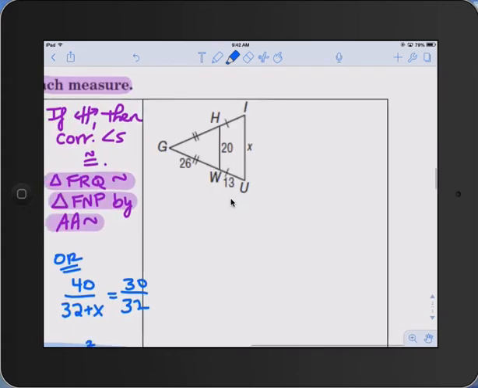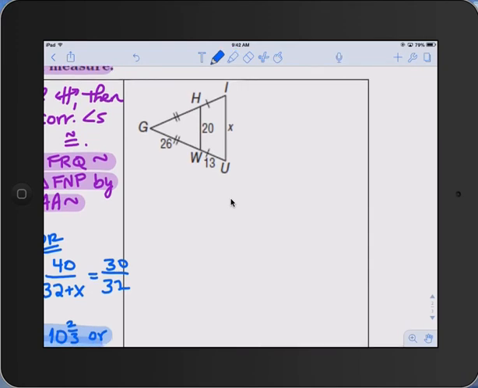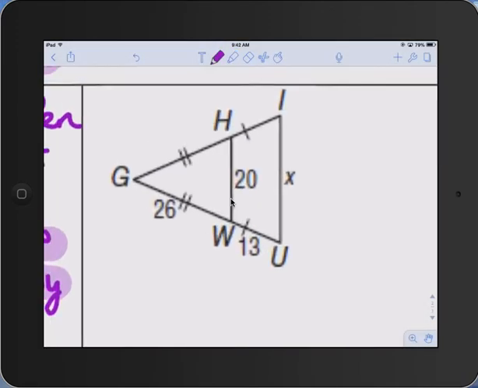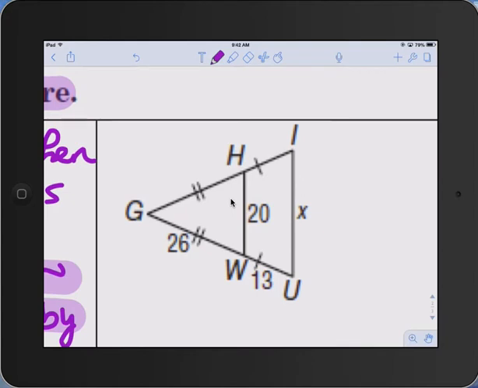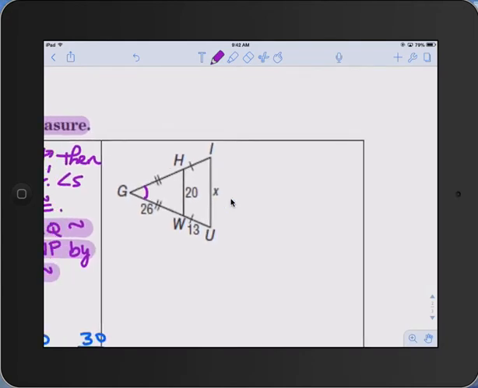Okay, and then the last one in this group, since this angle here is reflexive, angle G is congruent to angle G. Sorry, my G looks like a 6. Angle G is congruent to angle G by the reflexive property of congruence.